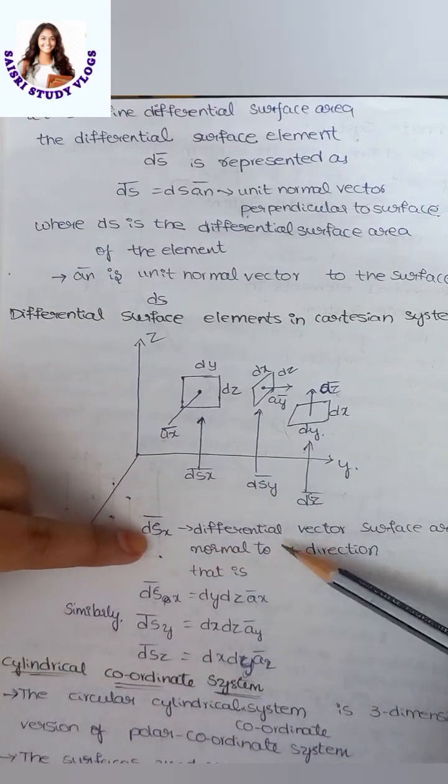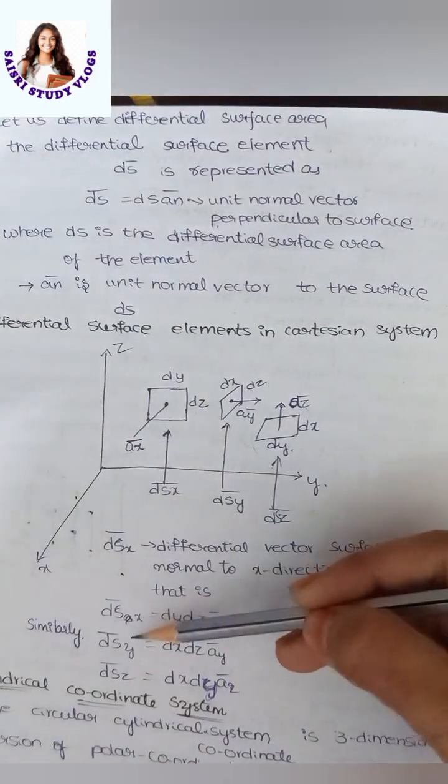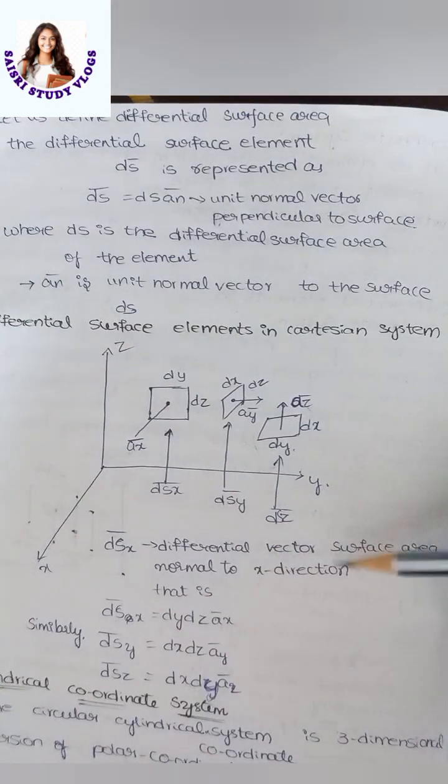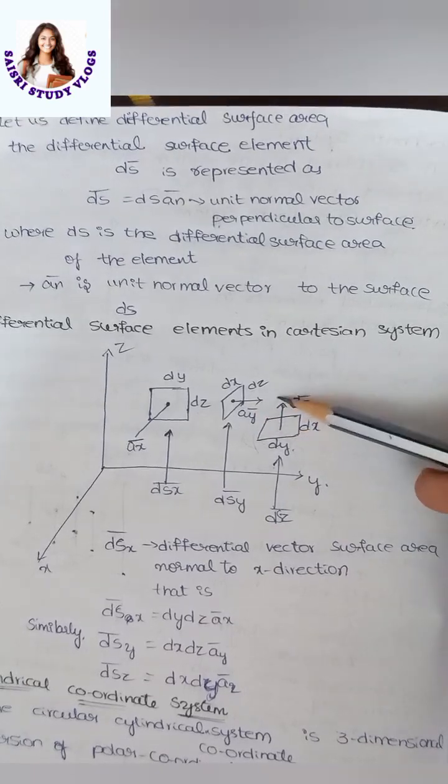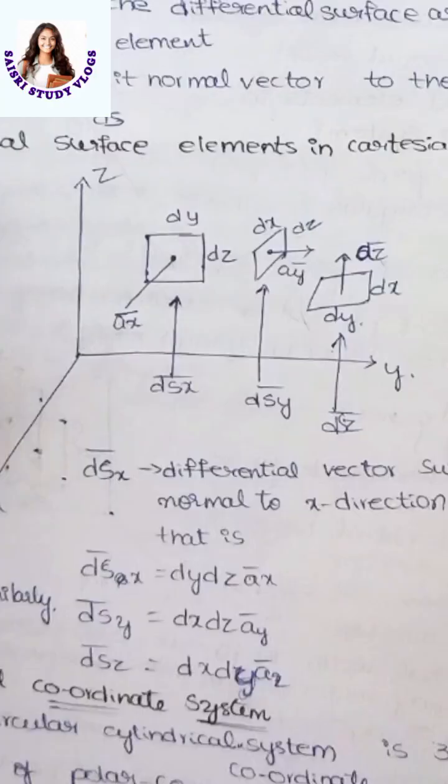Here ds x bar is the differential vector surface area normal to the x direction, ds y bar is the differential vector surface area normal to the y direction, and the other one is the z direction. So these are the formulas for the differential surface elements in the Cartesian system. When we consider ds x bar, we take the differential changes of the other two: dy and dz, and the unit vector ax bar. For ds y bar we take the other two differential changes.